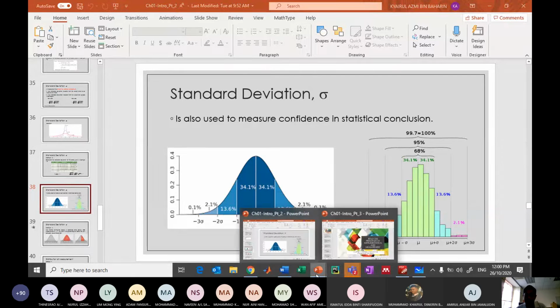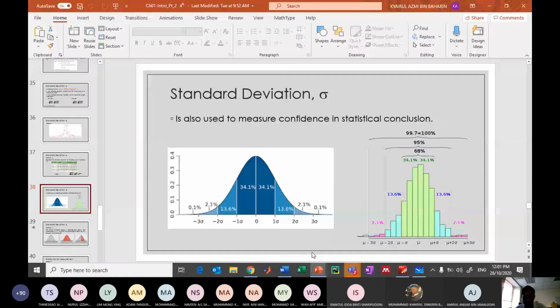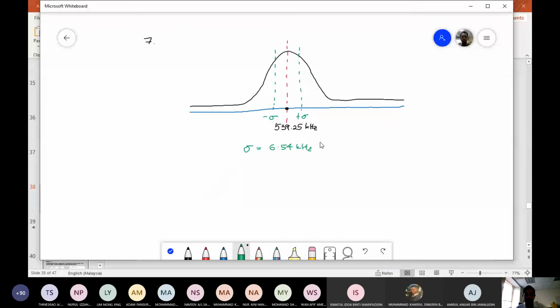Okay. In this example, in this tutorial, you do only 8 measurements. So 8 measurements is a very small sample. So let's say you repeat the measurement 100 times. Then when you get this value here, in theory, 68% of your reading should fall within this range.